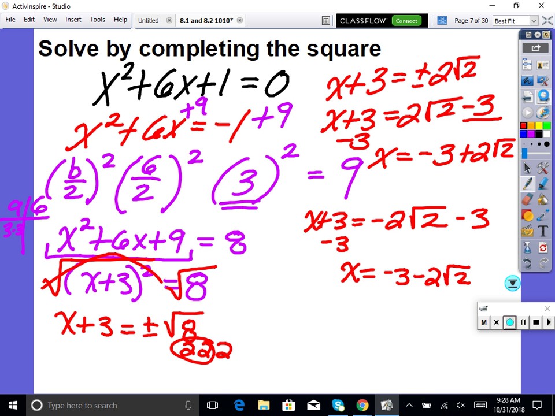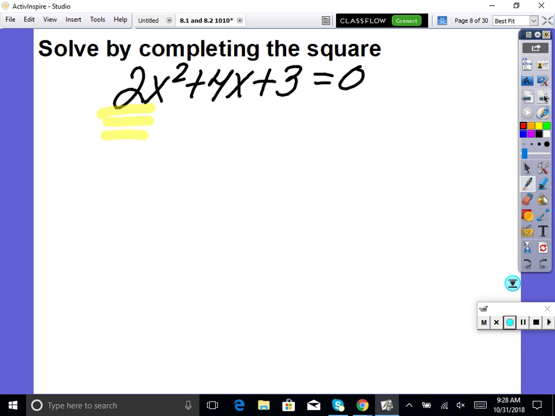Okay, now here's one little wrench getting thrown into it. If we have a coefficient that's not a 1, we do have to take care of that first before we can complete the square. So write that down in your notes. We need to be better note takers. If something's different, you probably should take note of it in your notes.